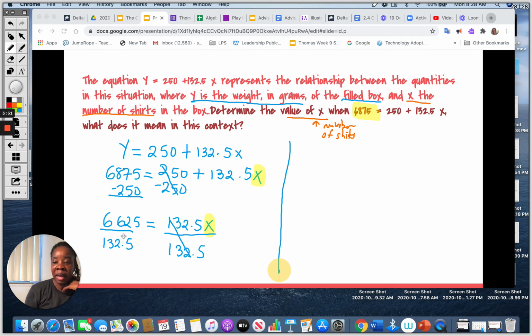When we do that, the x is now by itself, and we end up getting this situation where 6,625 divided by 132.5, that works out to be 50. And we're just left with x on the right side, so x is equal to 50. What does it mean in this context? Well, we know that x represented the number of shirts, right? We indicated that initially.